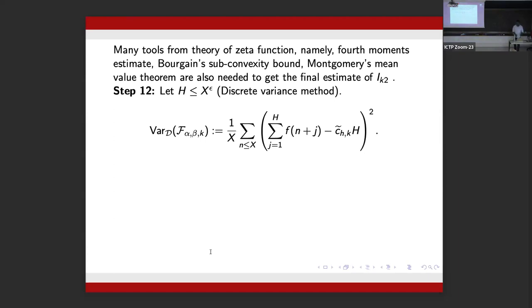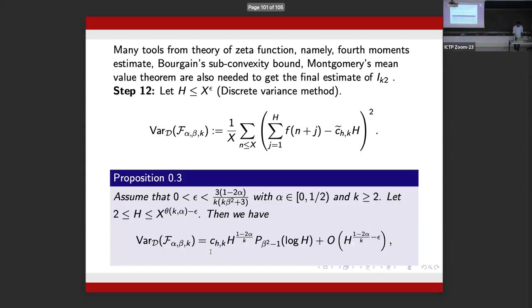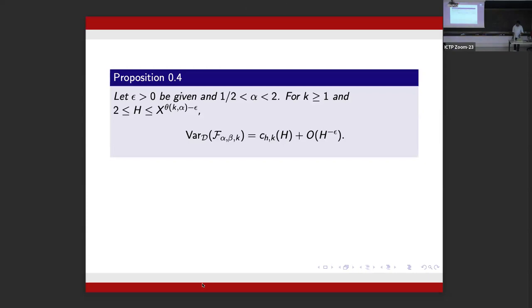This is easy to study for the most part by using Parseval's formula. And therefore, in this case, when alpha lies between 0 and a half, we get the same asymptotic formula as we get for the continuous version. And here the exponent, obviously, we expect to be very small, not large. And similarly for alpha between a half and 2, again we get the same asymptotic formula.